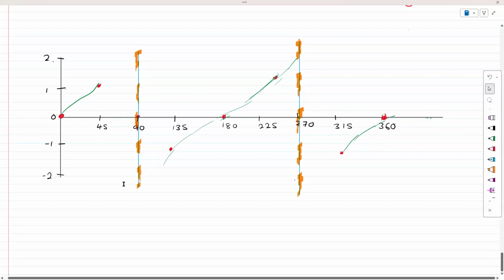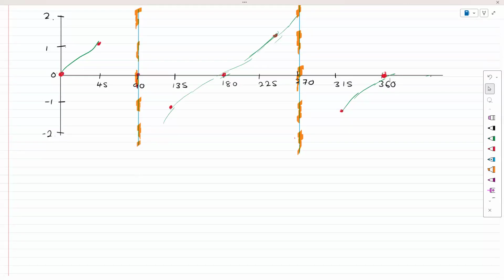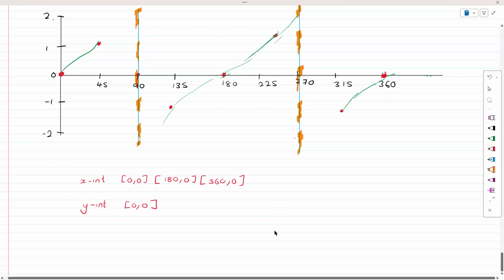And guys, there's a few important things. Firstly, the asymptotes are 90 and 270. Tan will never exist at that point. It's impossible. The next part that's important, which we see from the graph, is the x-intercepts are at 0 and 0. The x-intercepts are at 180 and 0 and at 360 and 0. The y-intercept is only at 0 and 0.